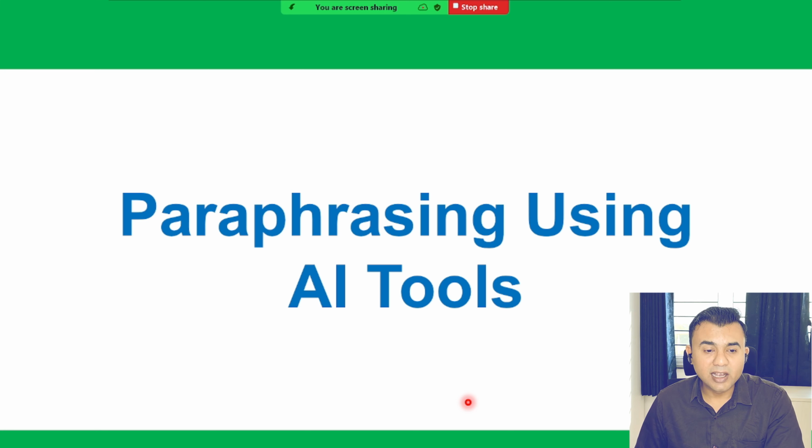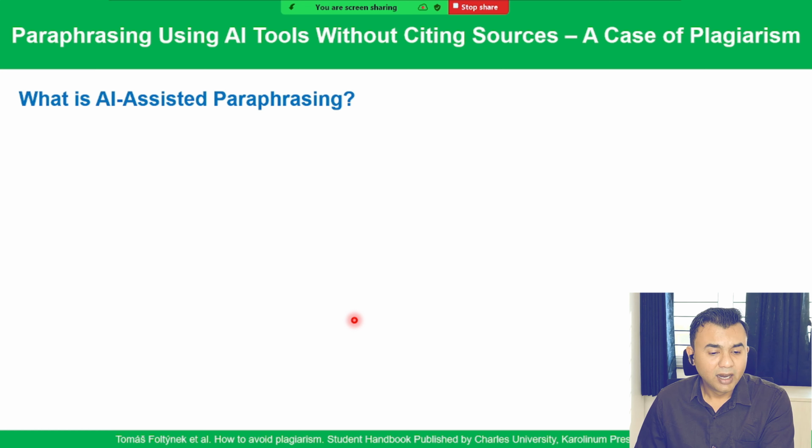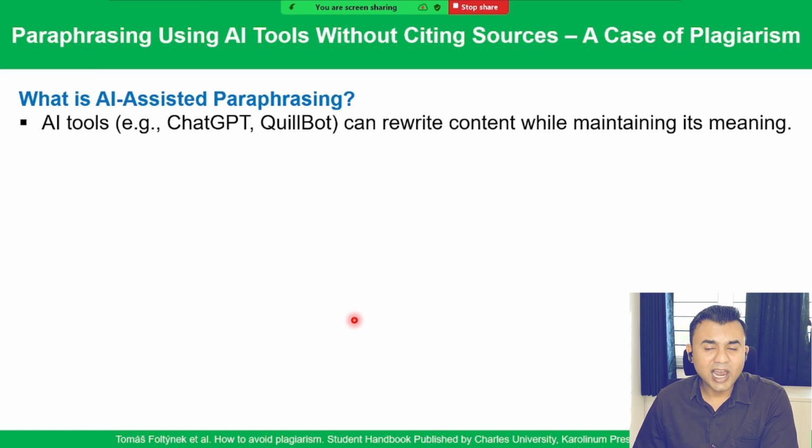In this section, we'll take a look at paraphrasing using AI tools. This is something emerging a lot these days. We use AI tools to paraphrase information, such as, let's say, I am using either ChatGPT, QuillBot or WordTune to rewrite the content I am taking from any particular paper or any other source material.